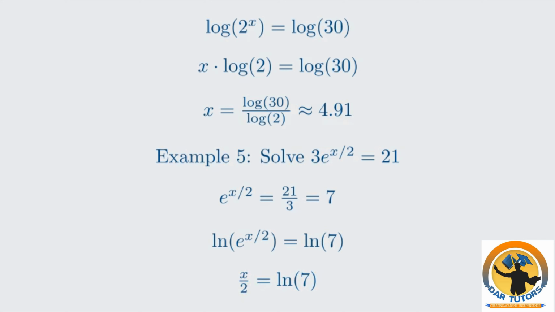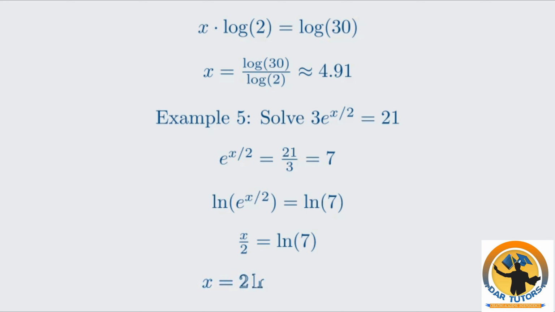To find x, we multiply both sides by 2. The exact solution is x equals 2 times the natural log of 7. This is approximately 3.89. Now for a more complex type of exponential equation, one that can be solved by factoring.